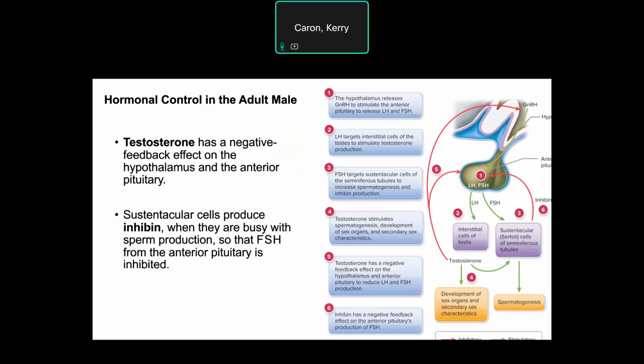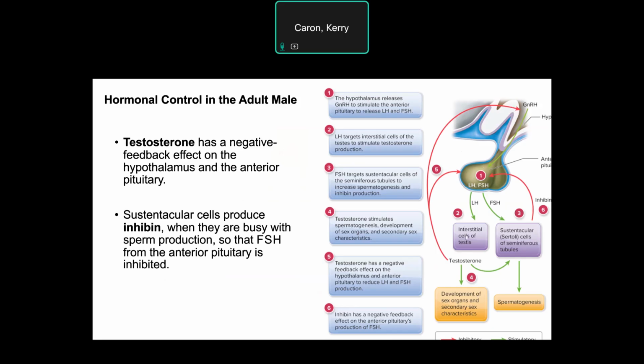Okay, the hormonal control in an adult male. Testosterone has a negative feedback loop on the hypothalamus and the anterior pituitary. Sustentacular cells produce inhibin when they are busy with sperm production, so that FSH from the anterior pituitary is inhibited. So let's take a look at this. You have the hypothalamus in the brain releasing gonadotropin-releasing hormone. It's going to tell the anterior pituitary, go ahead and release the LH and the FSH, luteinizing hormone and follicle-stimulating hormone.